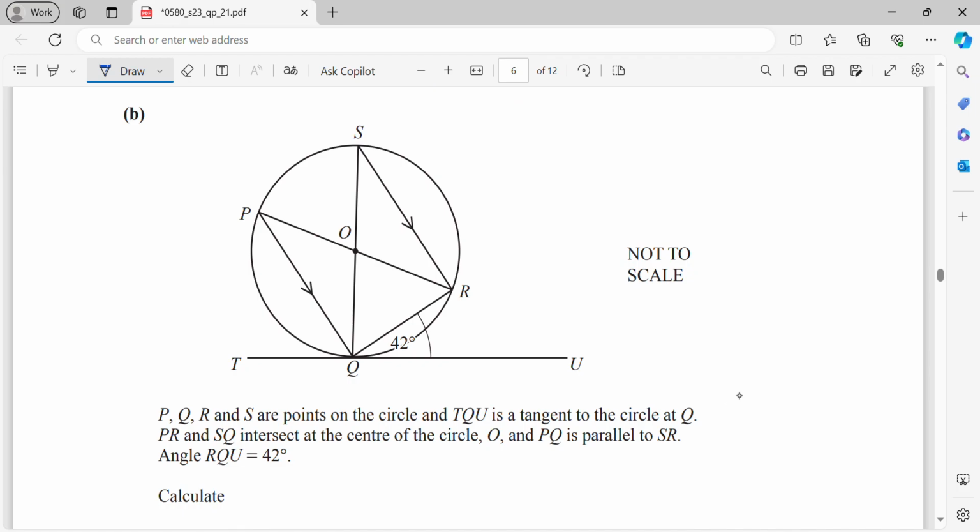Part B. P, Q, R, and S are points on the circle, and T, Q, U is a tangent to the circle. Now, P, R, and S, Q intersect at the center of the circle O. So this is the center. PQ is parallel to SR. These two arrows mean parallel. Angle RQU is 42 degrees.